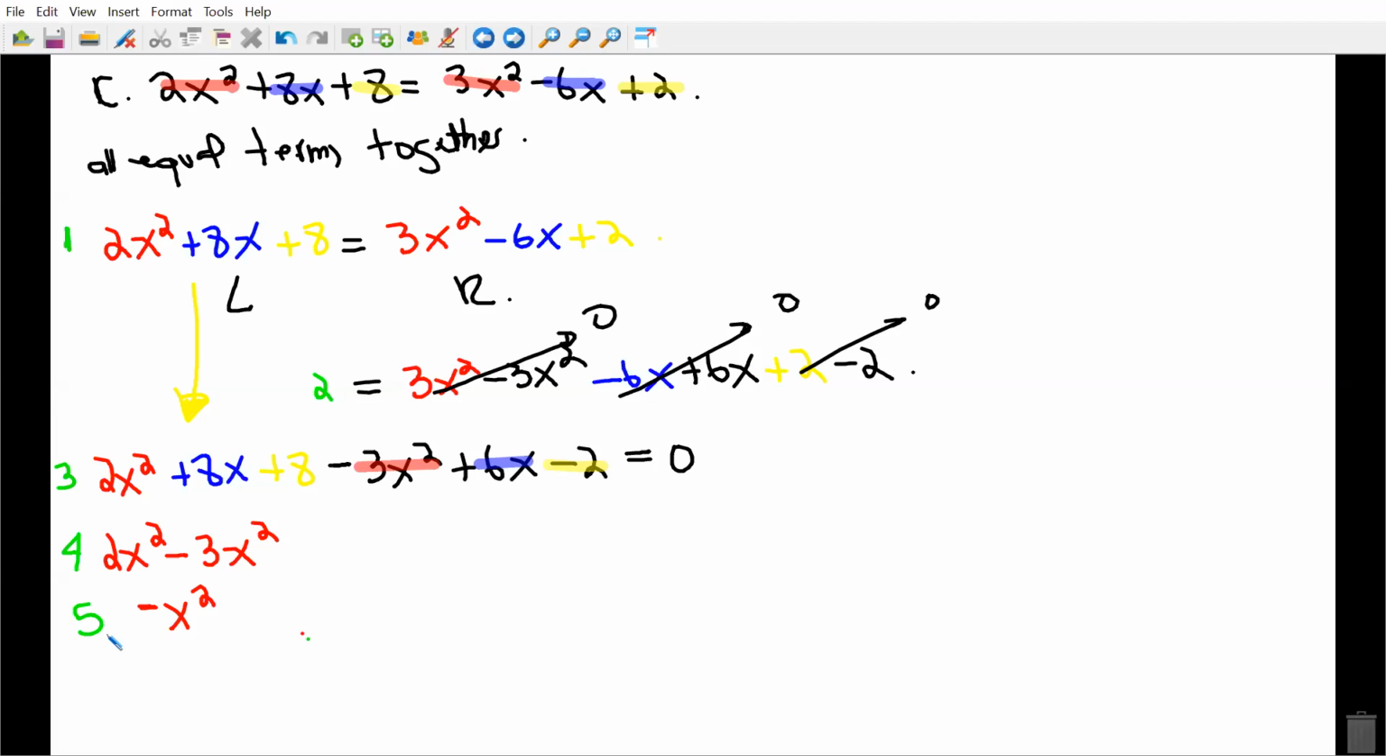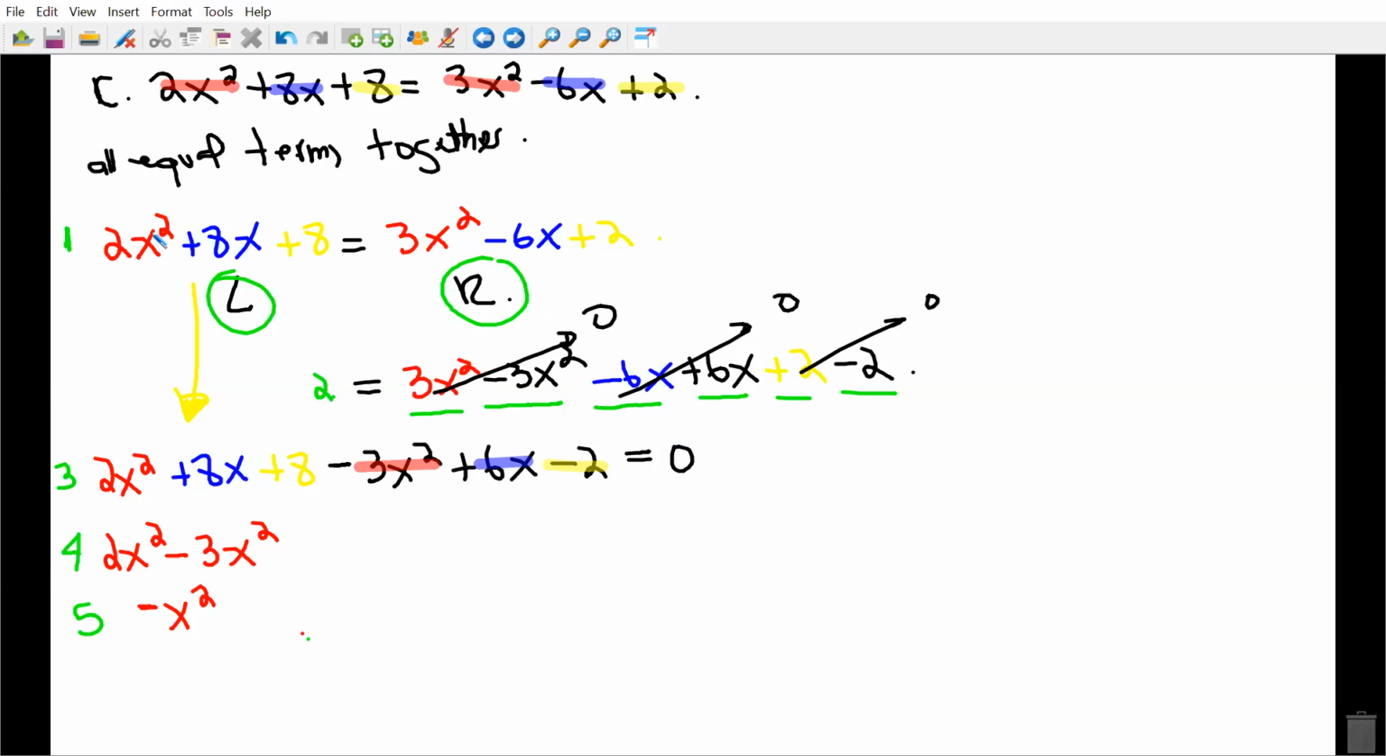I will answer your question with step number 2. The only way I can cancel 3x squared that was positive was subtracting 3x squared. And I can cancel negative 6x by adding 6x. And I can cancel plus 2 by subtracting 2. And the same thing you did on your right, you have to do it on your left. That's why, look at the colors.